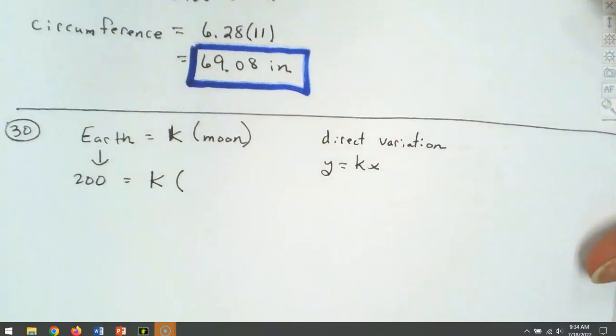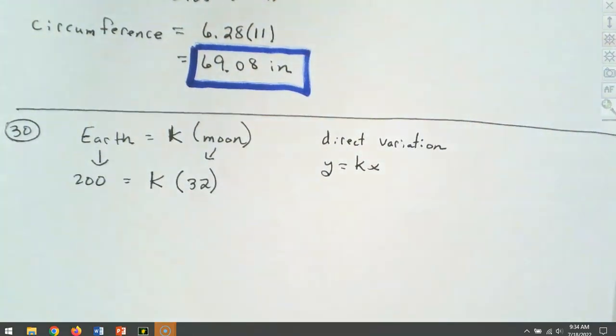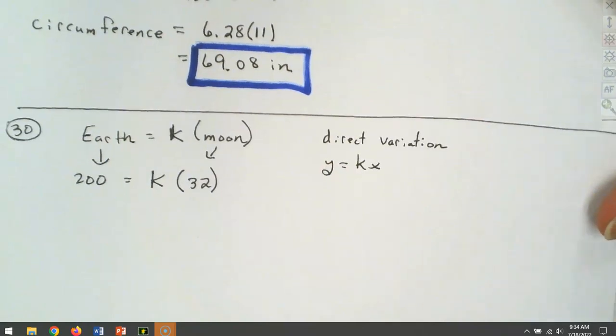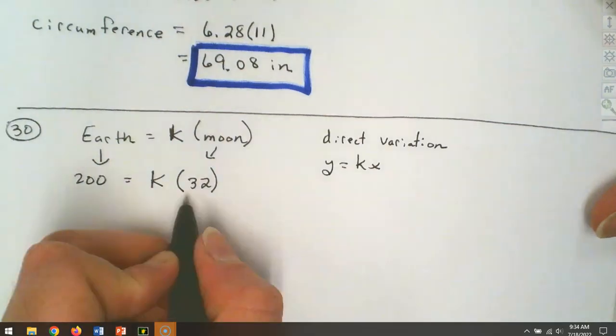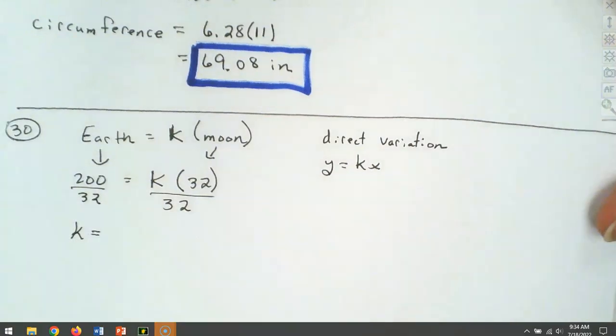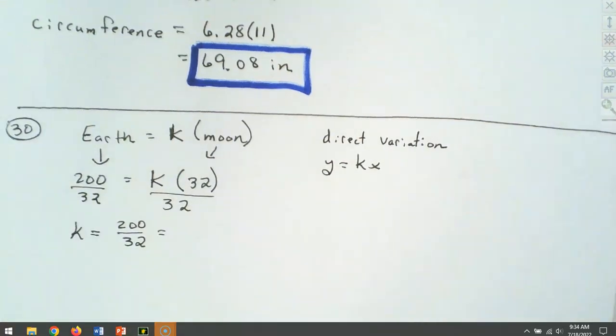And how much does that astronaut weigh on the moon? Well, on the moon, he weighs 32 pounds. So 200 pounds on Earth, 32 pounds on the moon. Let's go ahead and find our K. This one doesn't have any decimals, so we're just going to keep the fraction. So we'll keep the value for K as a fraction. So we're going to divide by 32. And let's see if we can reduce this down a bit. And I think we can. I think we can at least take a 4 out of there. And we'll just keep the fraction.